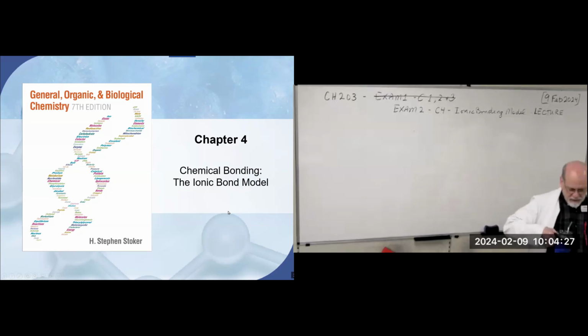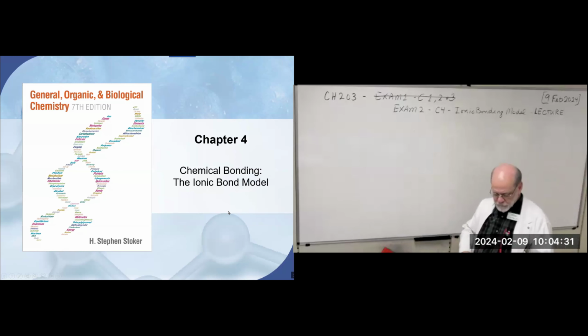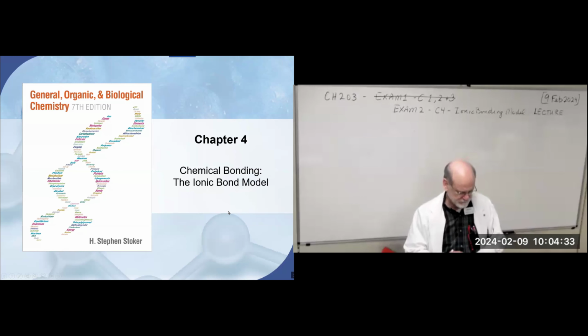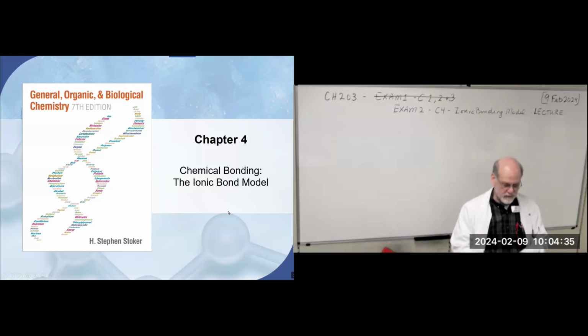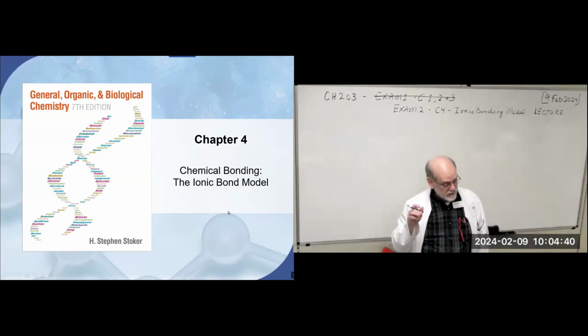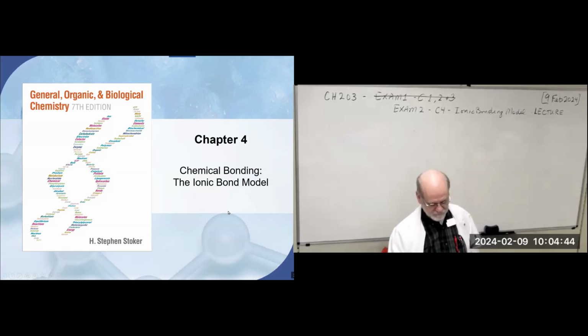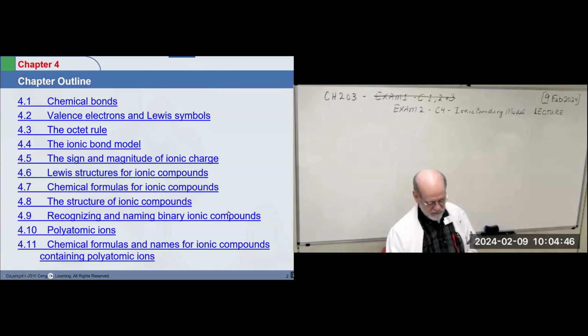So now we're going to talk about things that hold atoms together in compounds. And we're going to start with the simple end. The simple end is the ionic bond. And there's an outline. We don't need that.